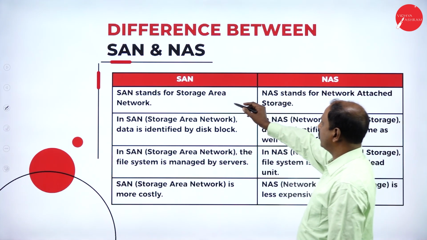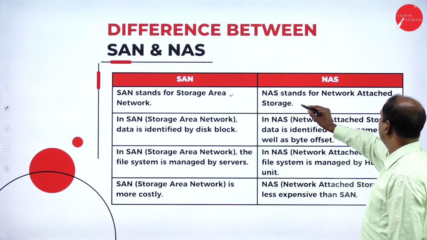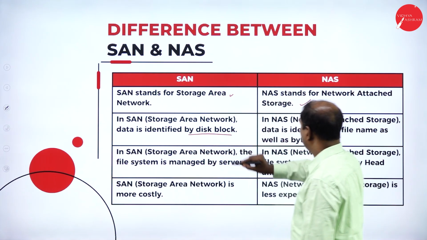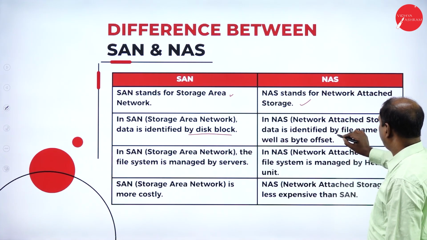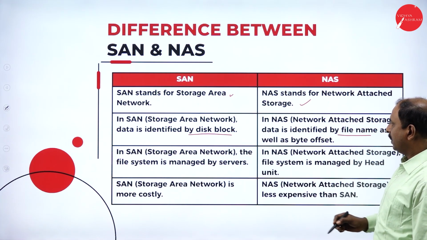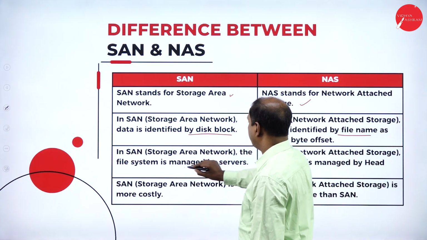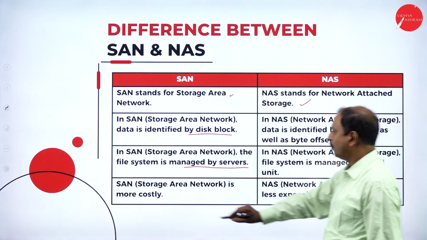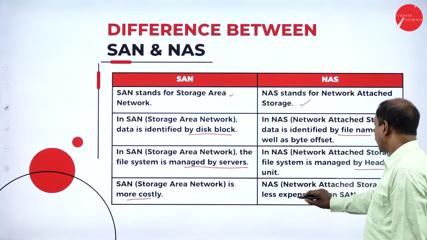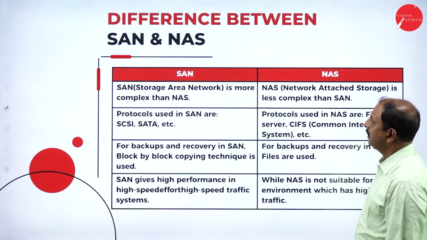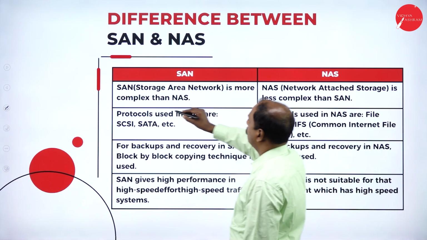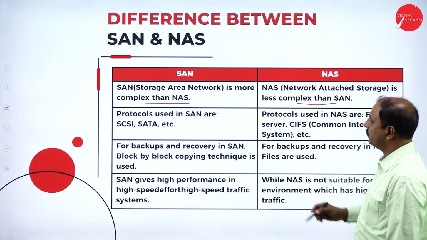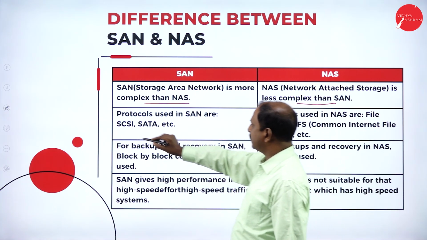Now look at the differences between these two methods of sharing in storage virtualization. One stands for storage area network, and the other for network attached storage. In SAN, data is identified by the disk block, and in NAS, data is identified by the file name. In SAN, the file system is managed by the servers, and in NAS it is managed by the head unit. SAN is more costly, and NAS is economical. These are the four differences. Again, SAN is more complex than NAS, and NAS is less complex than SAN, that is for configuration.